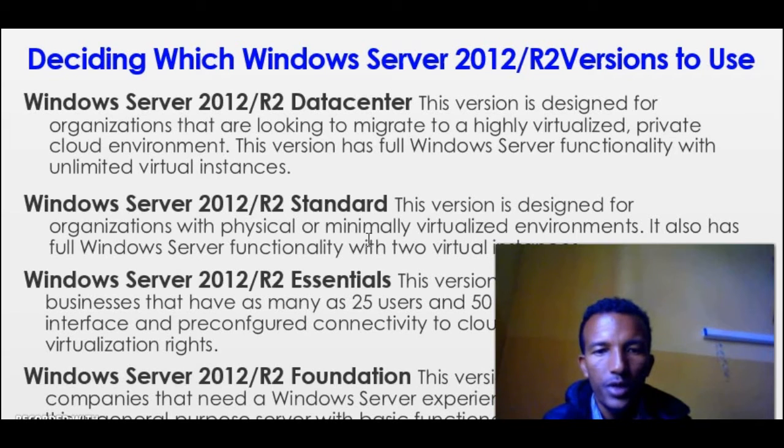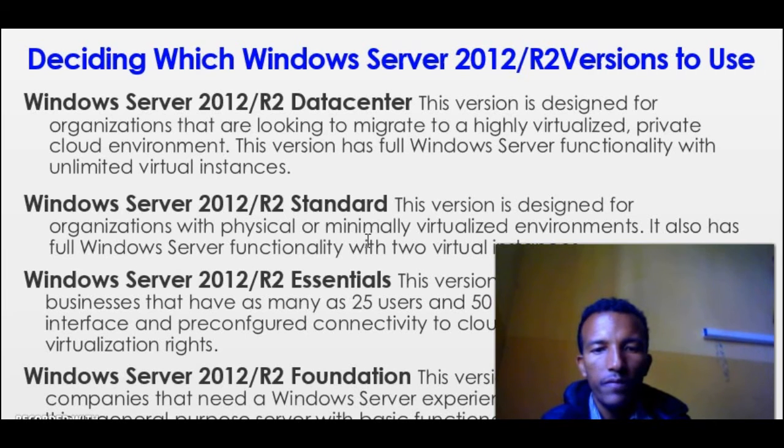The other is Essentials. This version is ideal for small businesses that have as many as 25 users and 50 devices, like a small business or like an individual network environment. It has a simple interface and pre-configured connectivity to cloud-based services, but no virtualization rights here in the Essentials version.